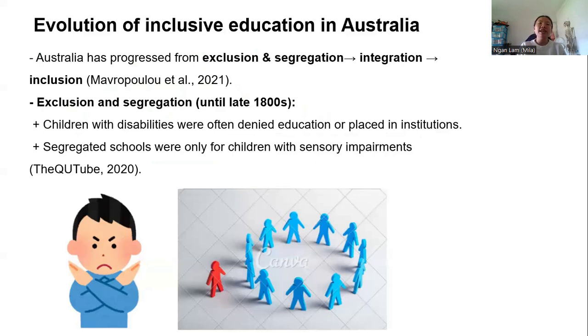So in short, Australia has been through exclusion and segregation, then integration, and now towards genuine inclusion. So how did we get here? Well, until the late 1800s, children with disabilities were denied education, kept at home, or placed in institutions. Segregated schools existed, but they were only for children with sensory impairments.